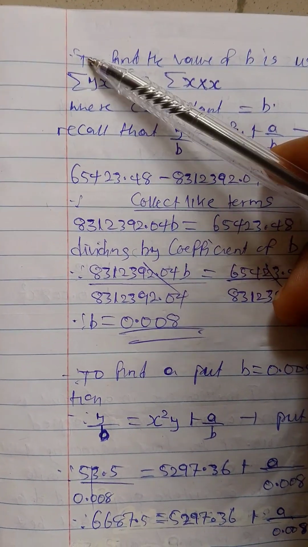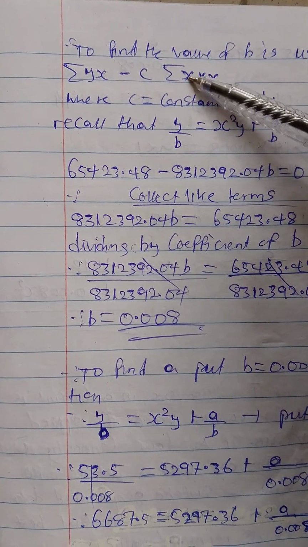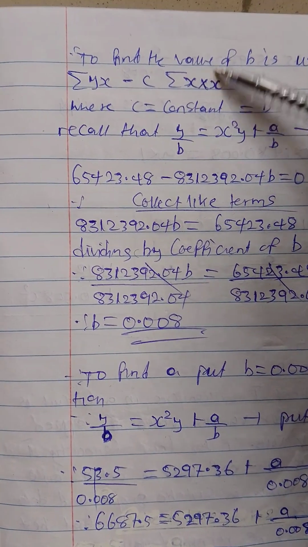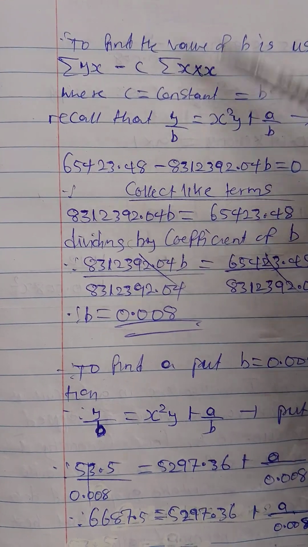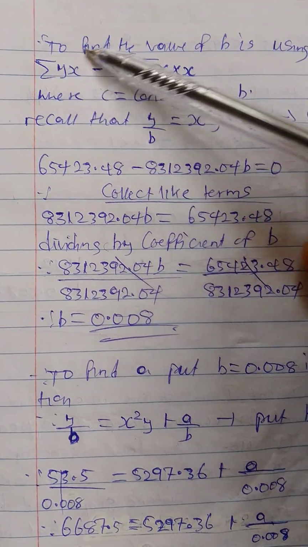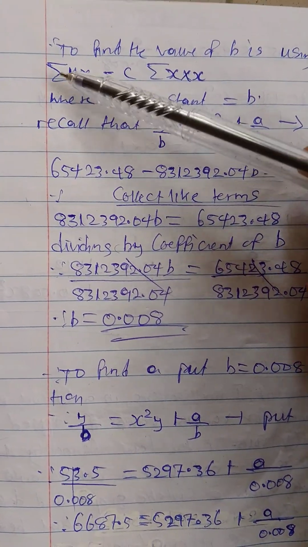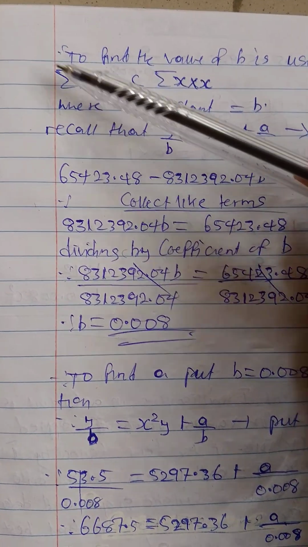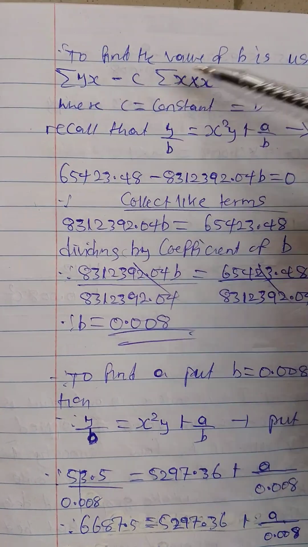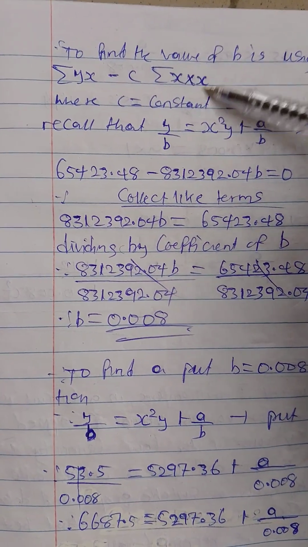Sigma yx means y axis times what, x axis. Sigma x times x means x axis multiplied by x axis. I repeat again, sigma yx means y axis times x axis. Now sigma x times x means x axis times x axis.